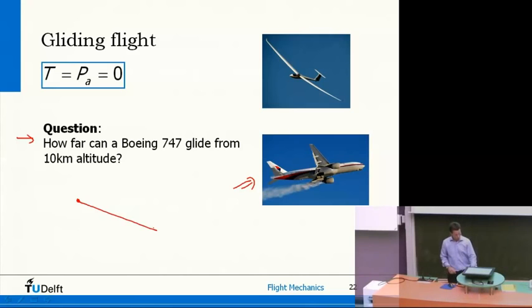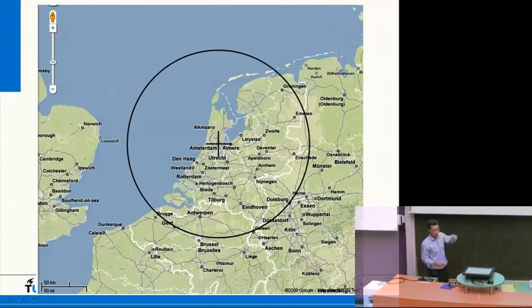Now this was a solution for the Boeing 747. If you're at 10 kilometers altitude and all engines fail, then this is actually the radius you can still fly, so you can get almost to Brussels. But now the objective is that you can actually calculate this.